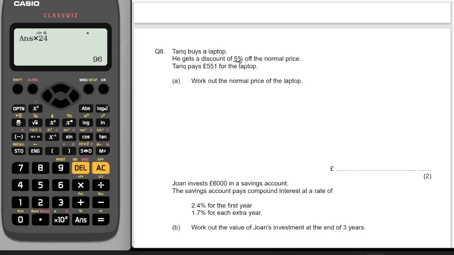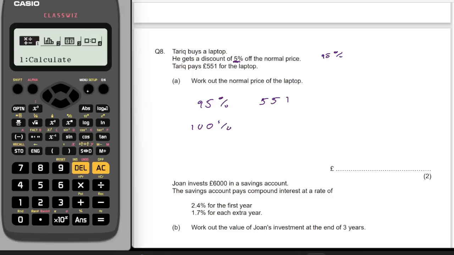So if he gets a laptop discount of 5%, then he's only paying 95% of it. So 95% of the amount is 551. We want to find 100%. So the ratio function on your calculator can do this. So ratio mode is 4. And then if you think about it, we've got 2 ratios at the moment. We've got 95 and 551. Well, we want to find 100, and we want the value here. So our mystery value is the x.